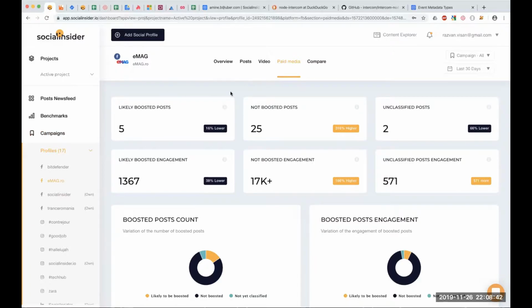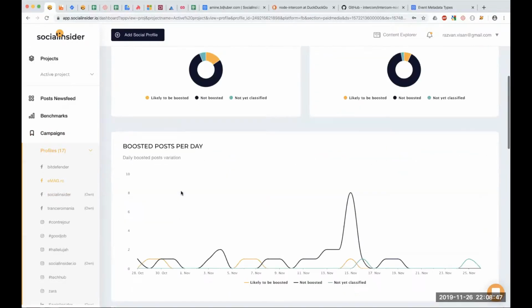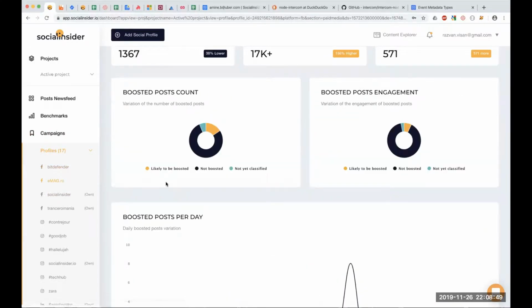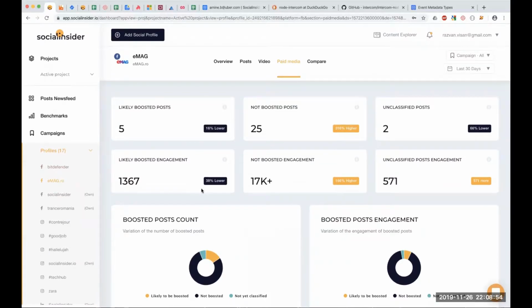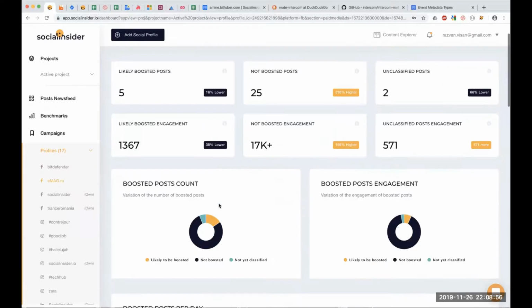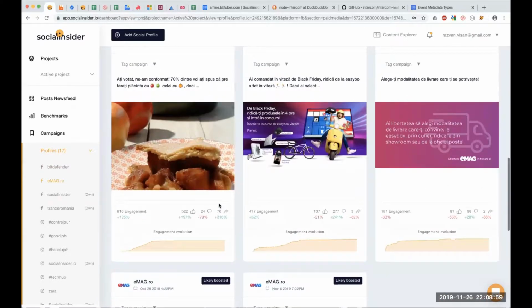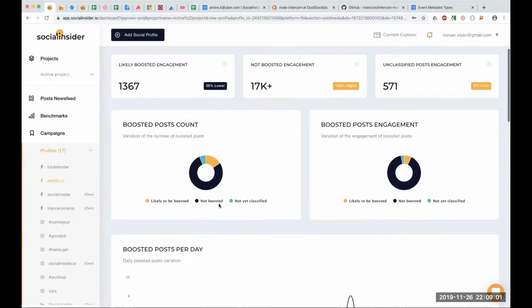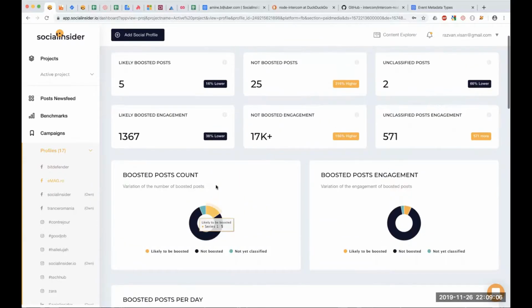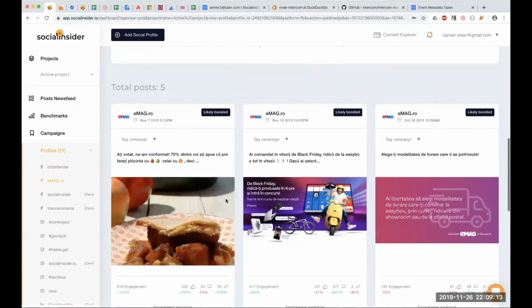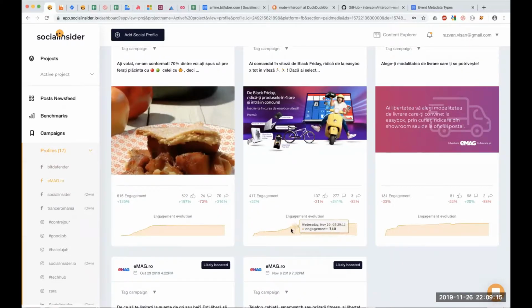In this case, we have 5 posts likely to be boosted. This is for competition pages, bear in mind. This is using an algorithm to determine if the posts were boosted or not, and the way we make this decision is by analyzing some metrics about that given post. But the most important metric is the engagement evolution.